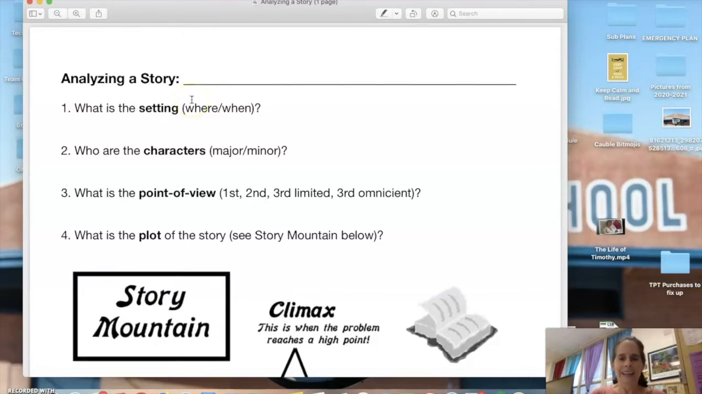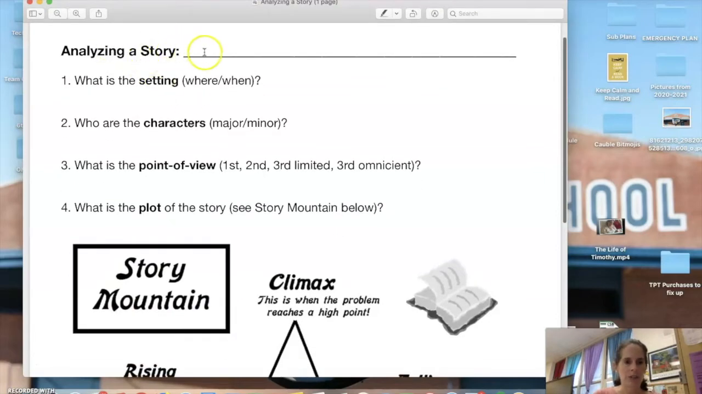So you'll get this either printed or downloaded into Notability or a program that you can type into or write on. And the first thing, of course, you want to do is put the name of the story that you are analyzing at the top.